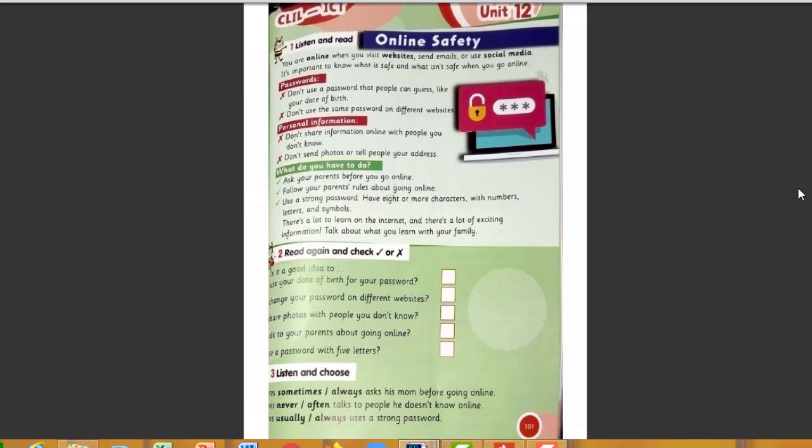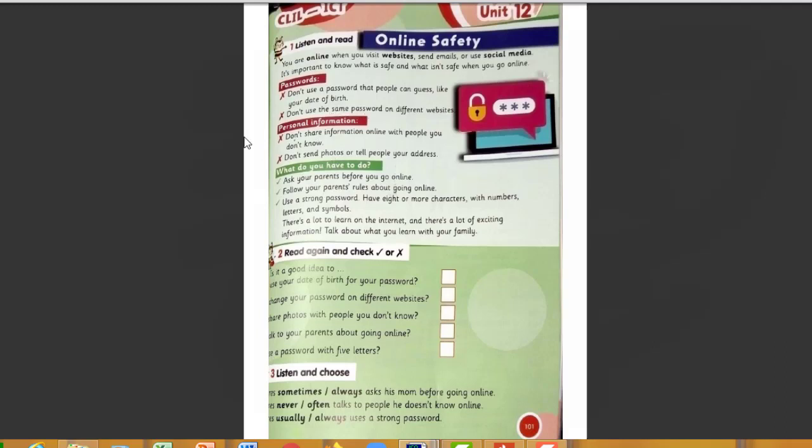Passwords. Number 1, don't use a password that people can guess. So what shall you do? Yes, I don't use passwords that people can guess, like your date of birth. Number 2, don't use the same password on different websites. Is it safe to use the same password on different websites? I think no. So you don't use the same password on different websites.